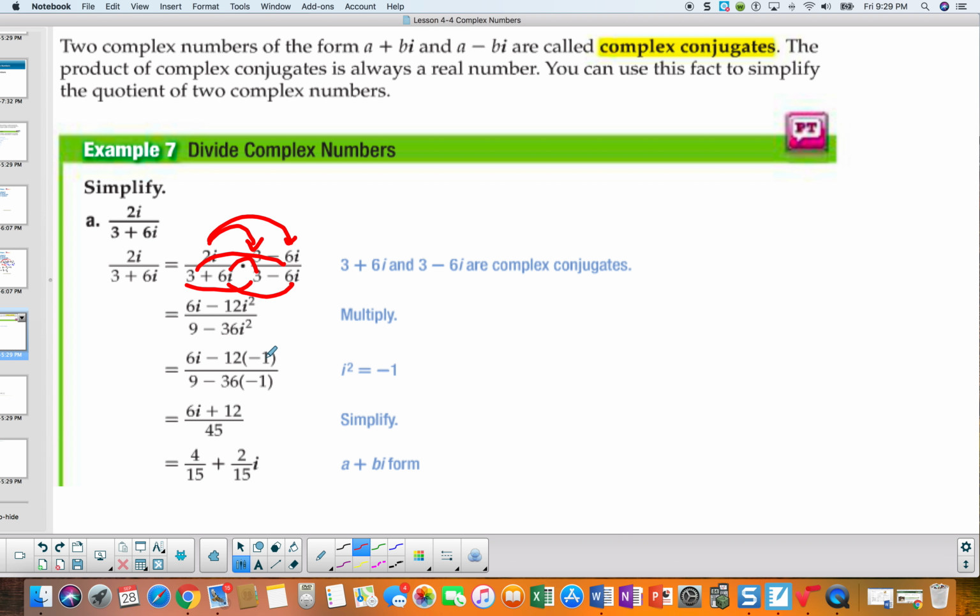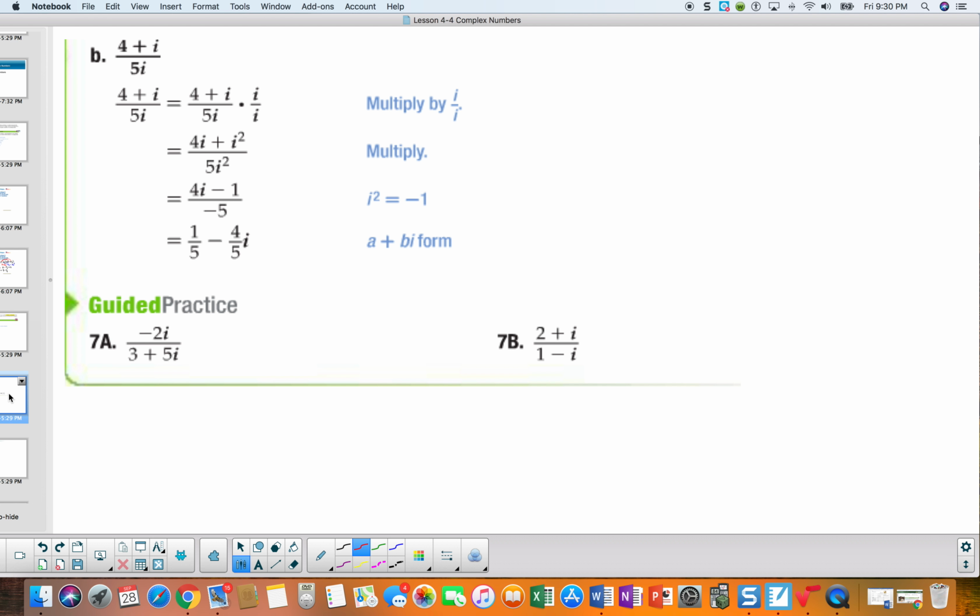Okay, the i squared should be substituted with -1, and then we'll have 6i plus 12, 45, and then we want to split this up into two fractions instead of one, and we have the real part, and then we have the imaginary part. This is what we call a plus bi form.